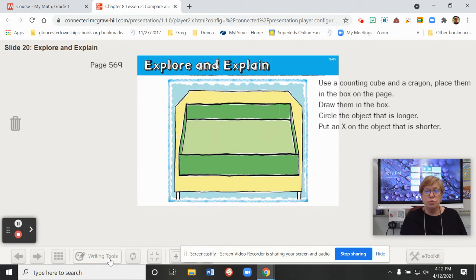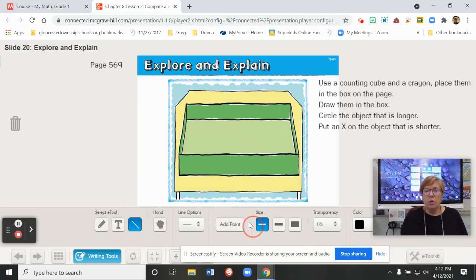Then they would like you to draw them, do the best you can, draw them in the box. So I'm going to do the best I can. As we know, I'm not very good at this sometimes. I'm going to draw my crayon. A little better than yesterday, I think. Okay, there's my crayon. And for my cube, it's really just going to end up being a little box. So do the best you can drawing your two objects, and if you want to do the little connecting part, depending on which way you have it laying in your box.